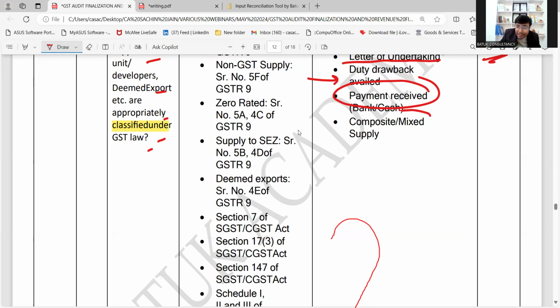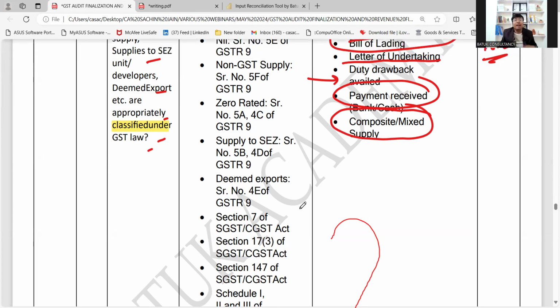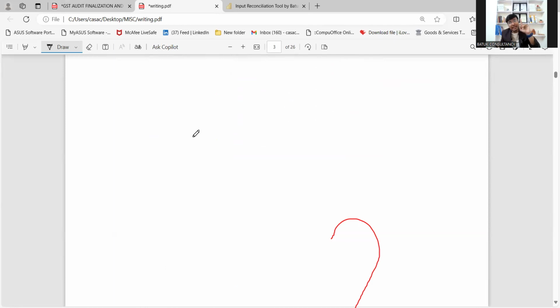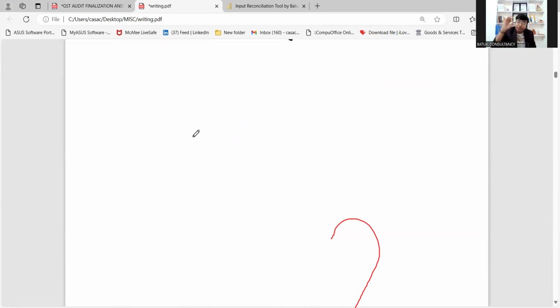Composite and mixed supply, we have to check whether this particular supply is to be classified as composite supply or mixed supply. Why is there a requirement to check this? Suppose सबसे पहला काम हमारा क्या था? We are going to verify the nature of the particular business entity and the nature of the product in which that industry is going to deal.